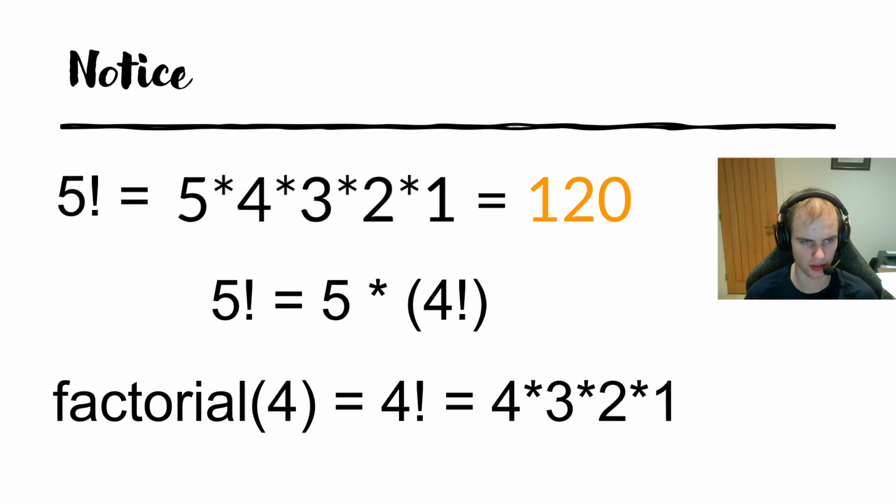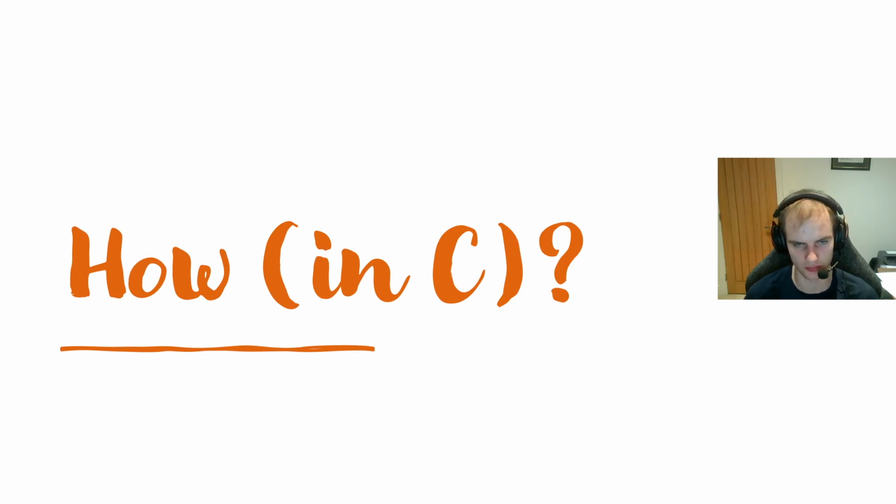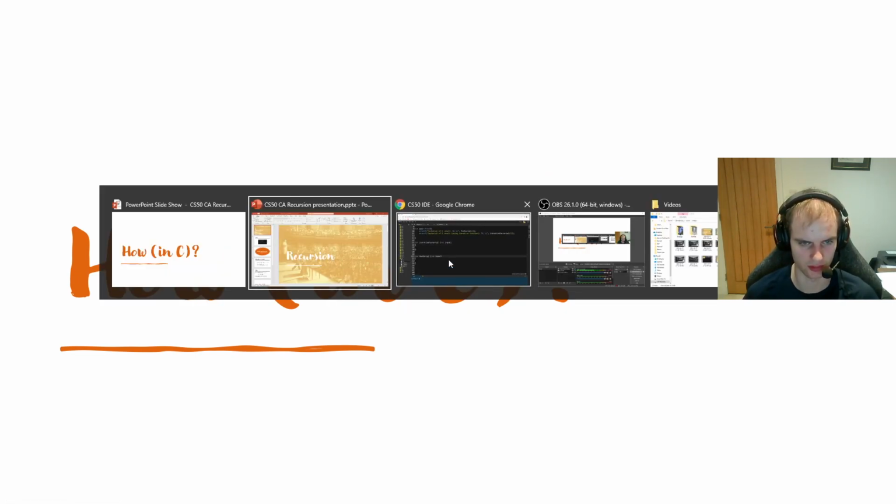But there's something to notice here, which is going to be important when we come to code this: 5 factorial is actually the same as 5 times 4 factorial. And if we think about that again, 4 factorial, which is 4 times 3 times 2 times 1, is the same as 4 times 3 factorial. So what we really have is that 5 factorial could be the same as 5 times 4 times 3 times 2 factorial, say.